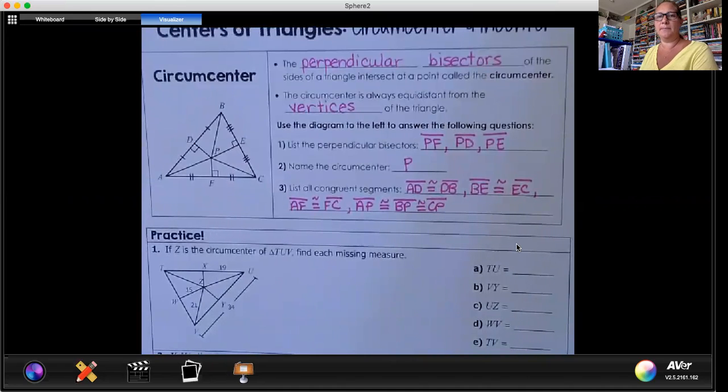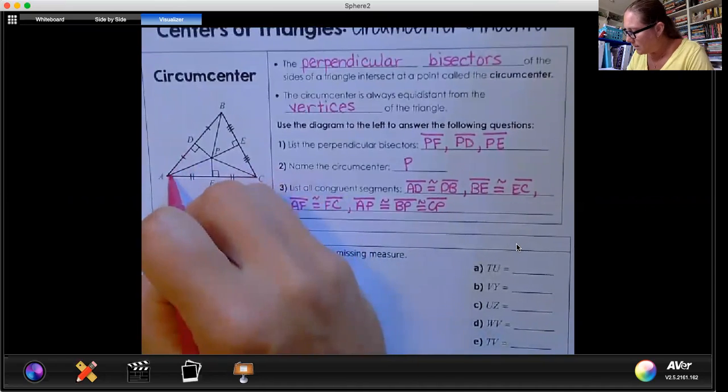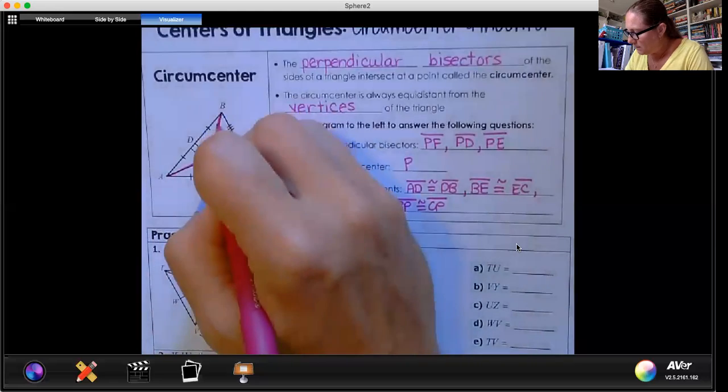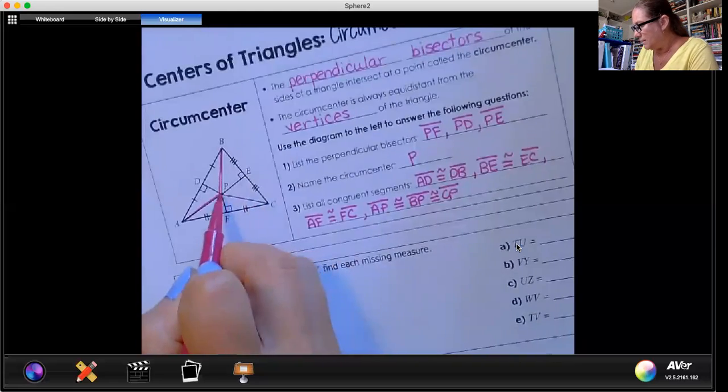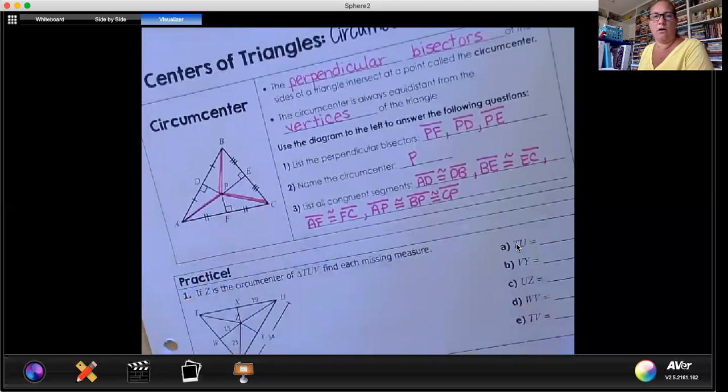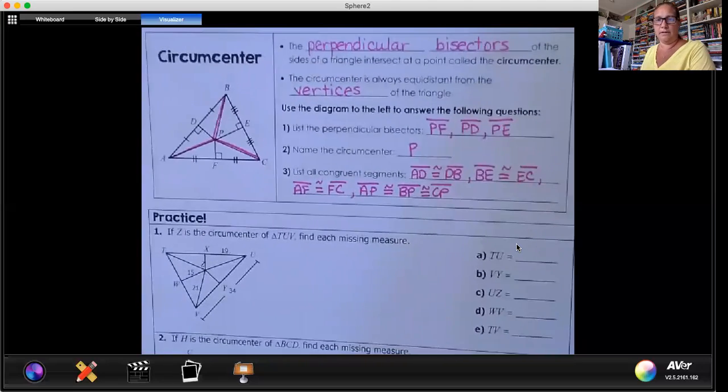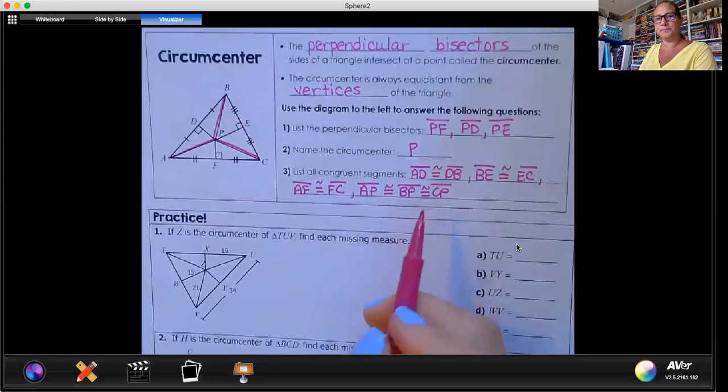The perpendicular bisectors of the sides of a triangle intersect at a point called the circumcenter. Perpendicular bisectors cut a side in half and create a right angle at the same time. The circumcenter is always equidistant from the vertices of the triangle. So what that means is AP, BP, and CP are all the same. They're all congruent, and we have that listed down here.